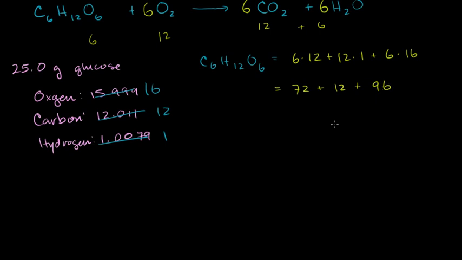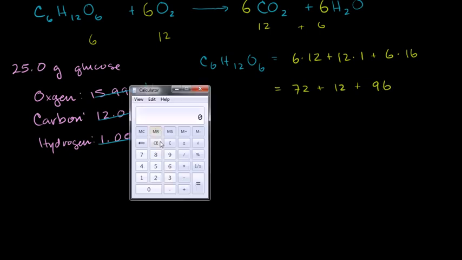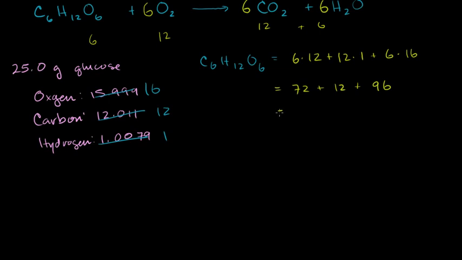It's 96. And I'll get the calculator out, 72 plus 12 plus 96 is equal to 180. So the atomic weight of glucose is equal to 180, which tells us that, let's start doing the problem.